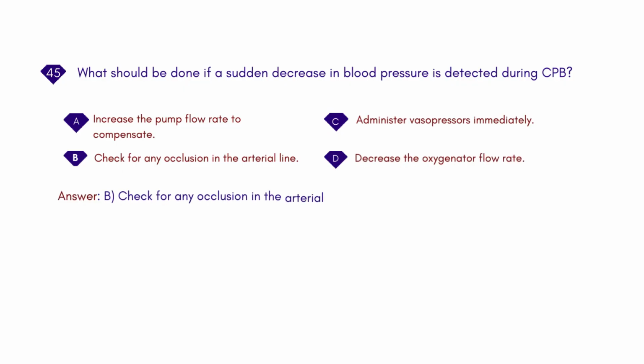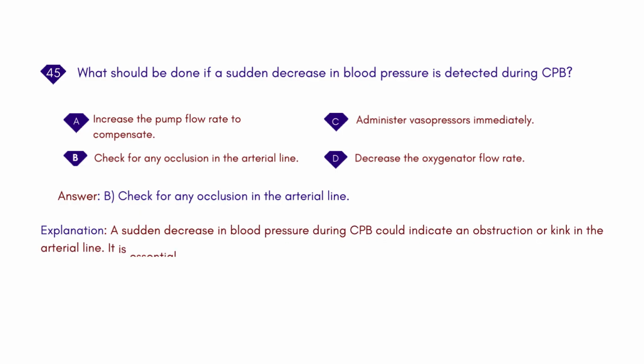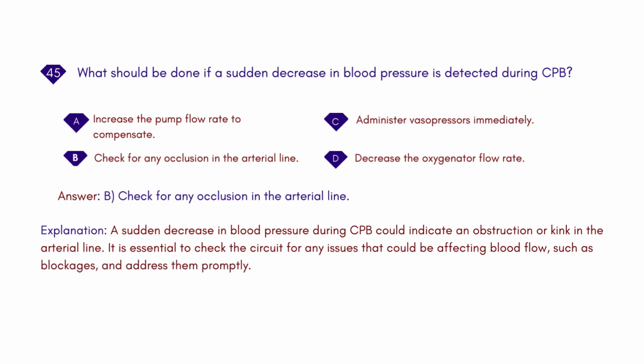Answer: B. Check for any occlusion in the arterial line. Explanation: a sudden decrease in blood pressure during CPB could indicate an obstruction or kink in the arterial line. It is essential to check the circuit for any issues that could be affecting blood flow, such as blockages, and address them promptly. Which action should be performed if the venous reservoir is overfilled during CPB setup?